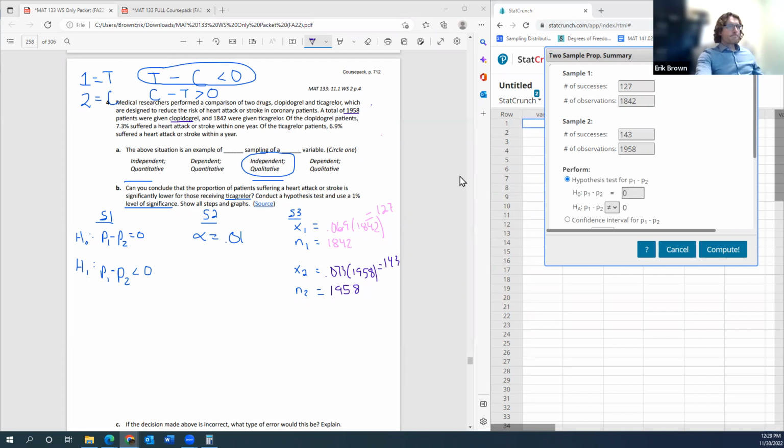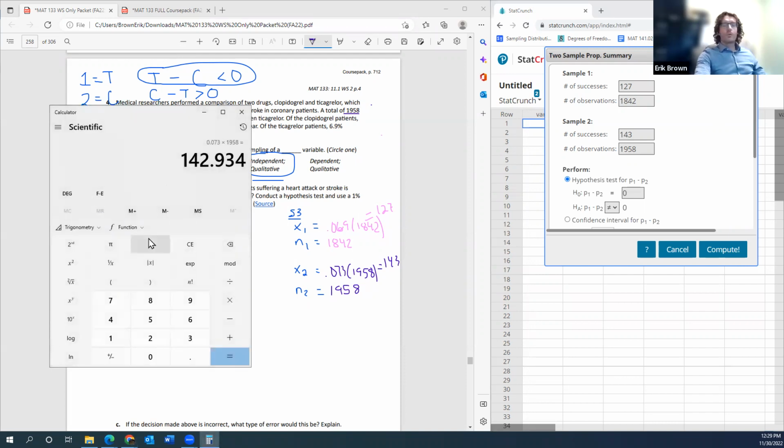Great question, Kayla. So for the X rounding, we're rounding with standard rounding rules. So that 142.934 rounded to 143. The 0.069 times 1842 rounds to 127. So we're not calculating a minimum sample size. You got it. Nice. We're just getting the actual sample size that is used.